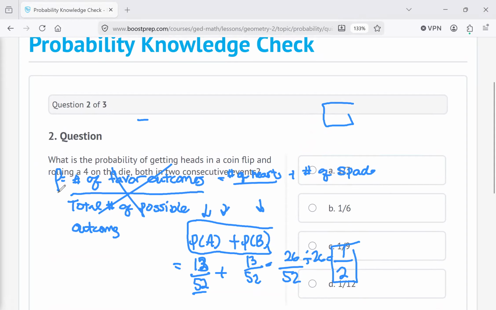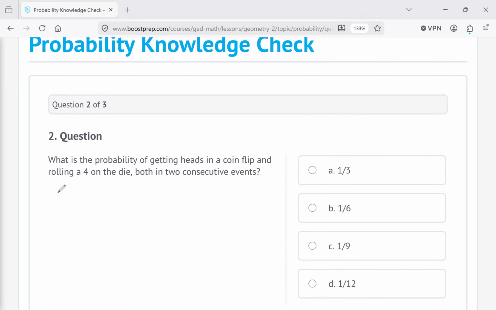Okay, question two. What is the probability of getting heads in a coin flip and rolling a four on the die, both in two consecutive events? So when they say consecutive events, you know you're going to use formula three, the probability of multiple events. So you're going to multiply P of A times P of B.